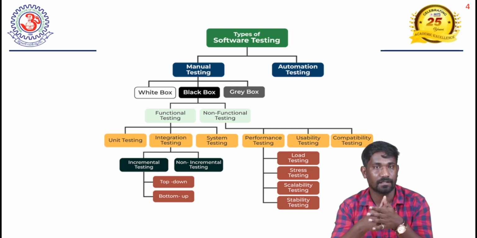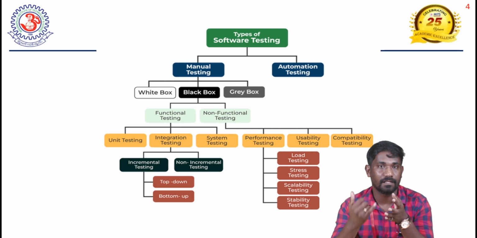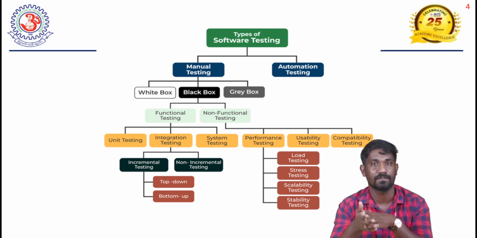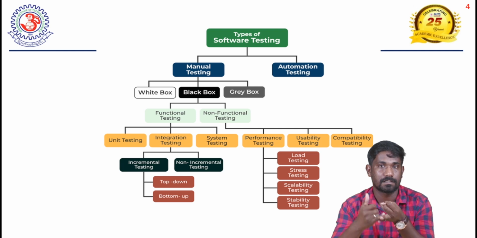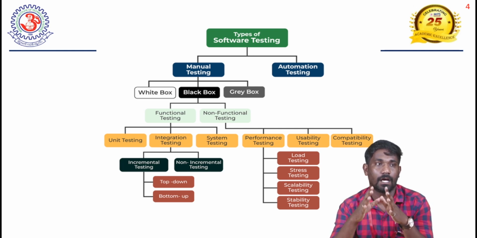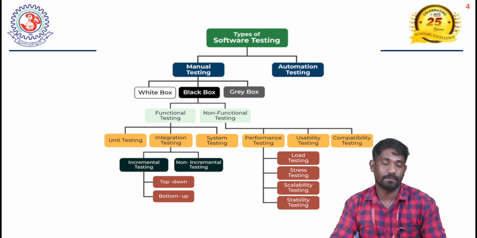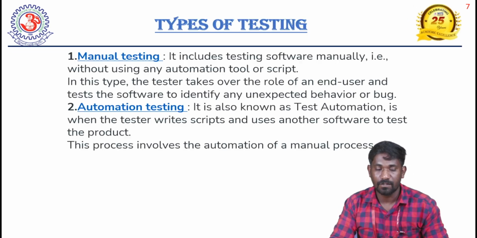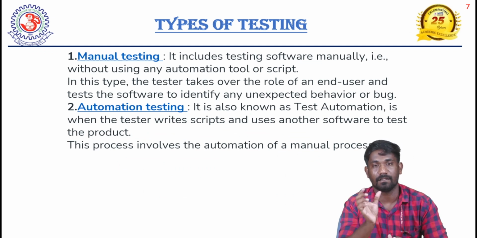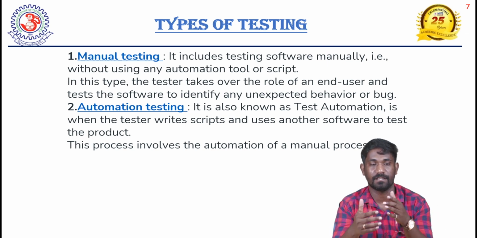For example, under integration testing, we have incremental testing and non-incremental testing, and in incremental, we have top-down and bottom-up. Under non-functional requirements and performance testing, we have load testing, stress testing, scalability, and stability testing. These are the various types of testing in the testing field. We'll see each topic one by one. The first one is manual testing. The term manual testing alone defines it: the entire software is tested manually.